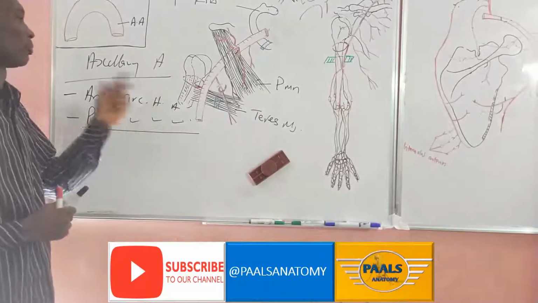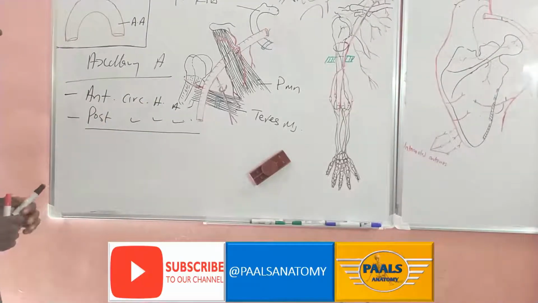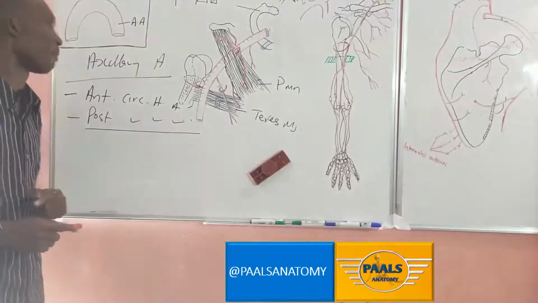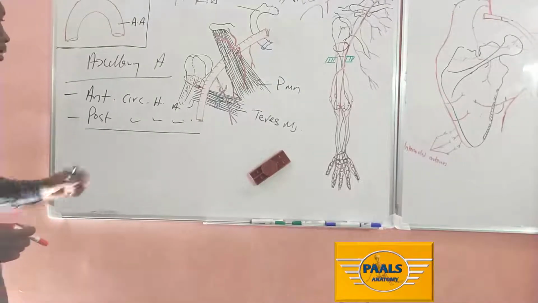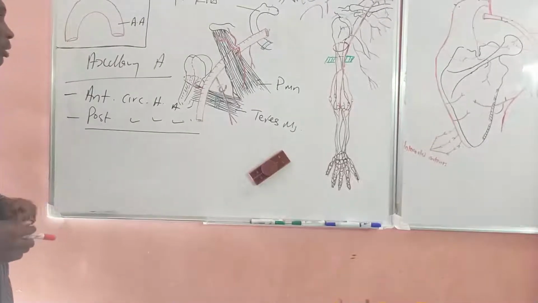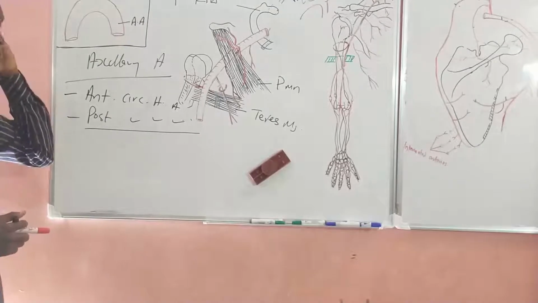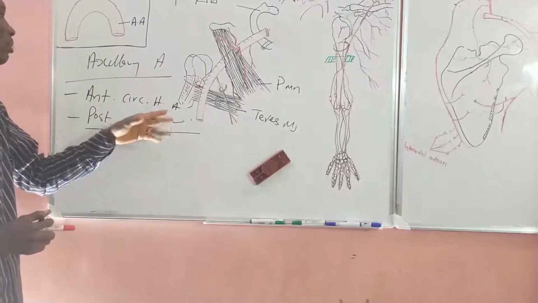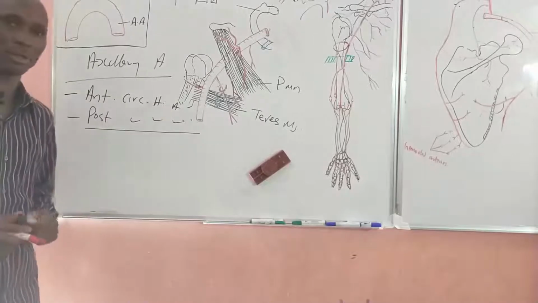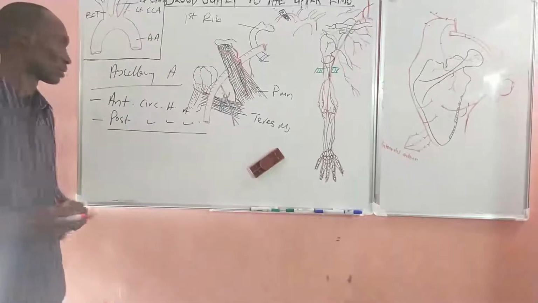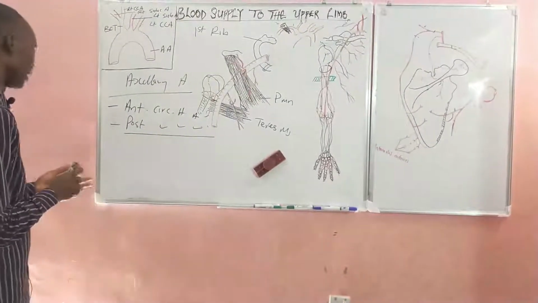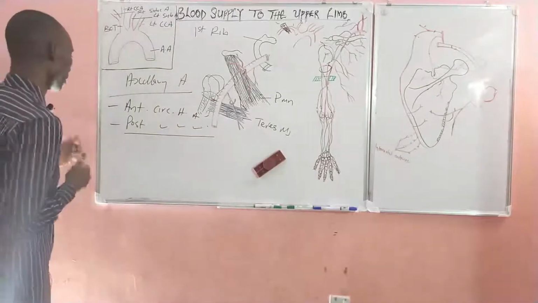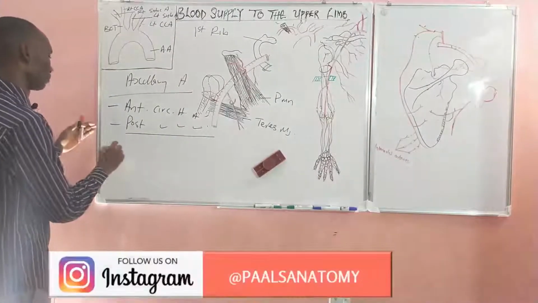The posterior circumflex humeral artery will form part of the blood supply to the humerus, to the shoulder joint, and then the deltoid and all the muscles around the quadrangular space. We will look at the last branch, which is the subscapular artery.